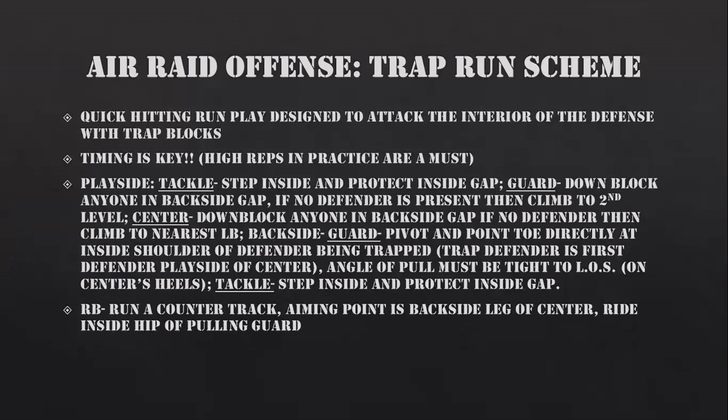Angle of pull must be tight to the line of scrimmage. So it has to be tight. You can't pull out and get much depth away from the line like you would more so with a counter play. This has to be tight, basically just one step around, so that he can pull through right behind the center to trap that one unblocked defender.